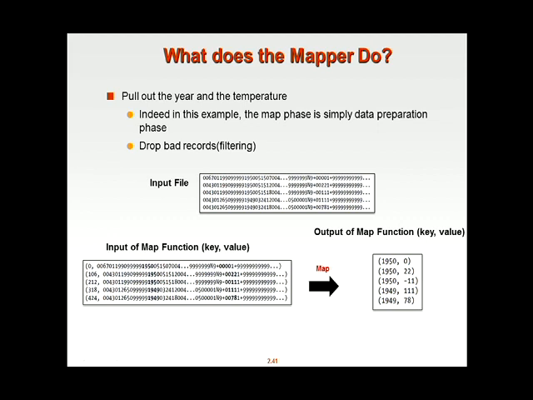Next, given such map output, how to do the aggregation? What does the reducer do? What will the reducer receive? What is the input of the reducer? The key is the year, right? And the value is the list of all the temperatures. That's right. Given the input, it is very easy to design the reducer. We just select the highest value from the list of temperatures.